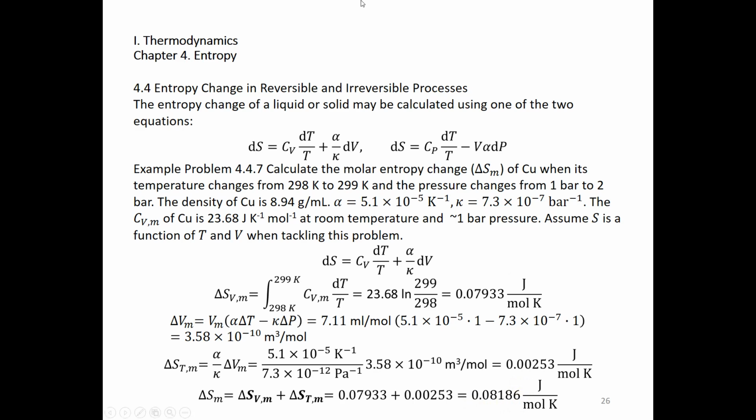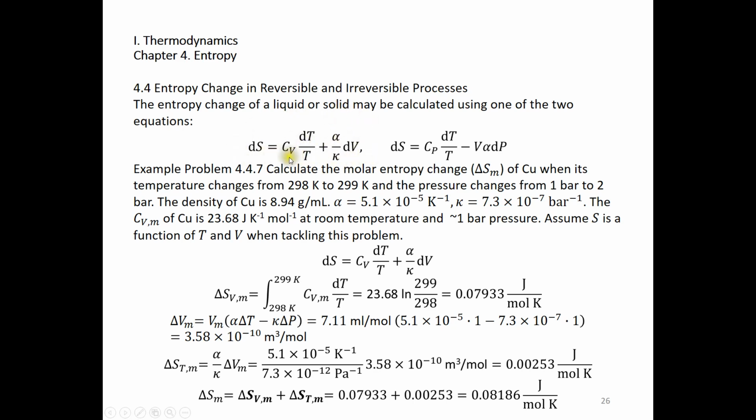It's really important to realize that this equation is exact for all substances, and this equation is also exact for all substances. Which equation should we use? We can use either one, but we need to examine the information given to us and use the equation that's more convenient. If we're given the temperature change, the pressure change, and CPM as well, we definitely use this equation. What if we are given the temperature change, the volume change, and CVM? We definitely use the first equation.